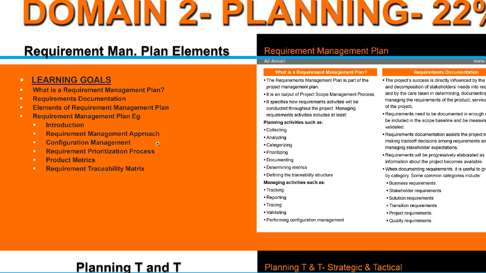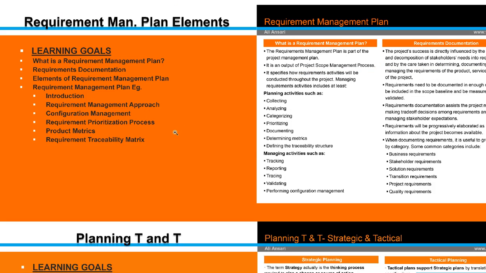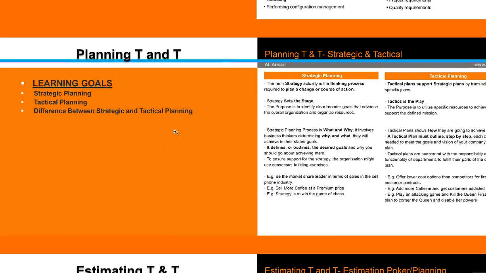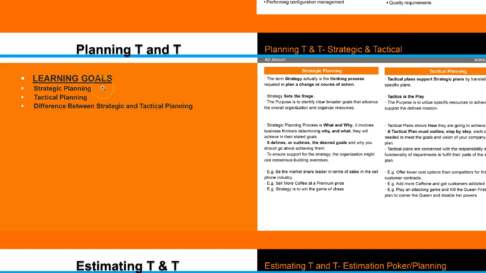So the next knowledge and skill in the domain is planning tools and techniques. Now, how are we going to plan this? There are a couple of different types of planning techniques: strategic planning and tactical planning, and we look into the difference between them. The term strategy usually is a thinking process required to plan a change or course of action, while on the other hand, tactical planning supports strategic plans by translating them into specific plans.